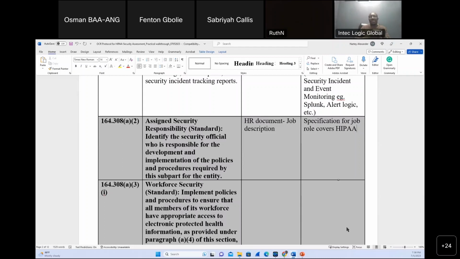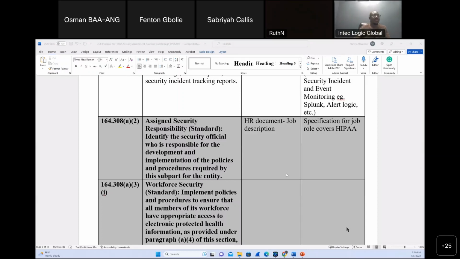You get it? So you look at the specification of the job role. Does it cover HIPAA or is it covering something else? Remember, we are trying to perform an assessment to see where the shortfalls are so that we can correct them, so that the covered entity will not fall short of the HIPAA Security Rule or HIPAA law.